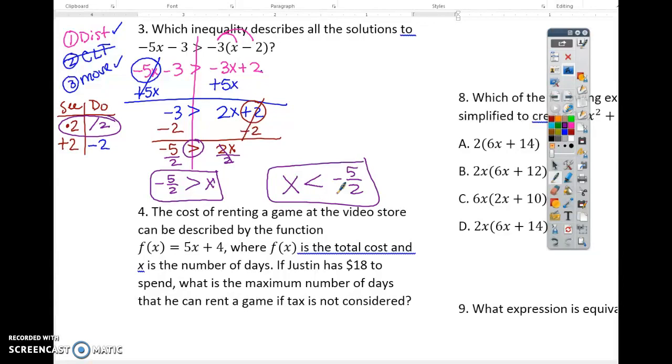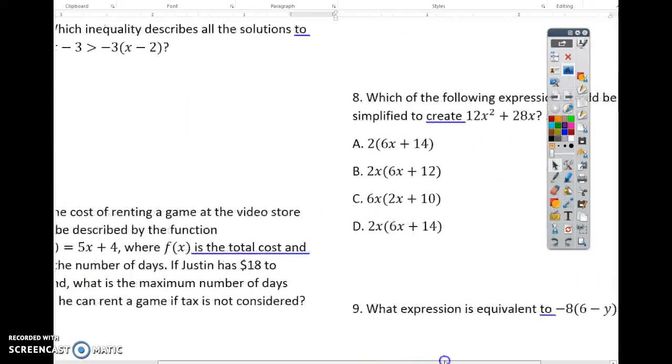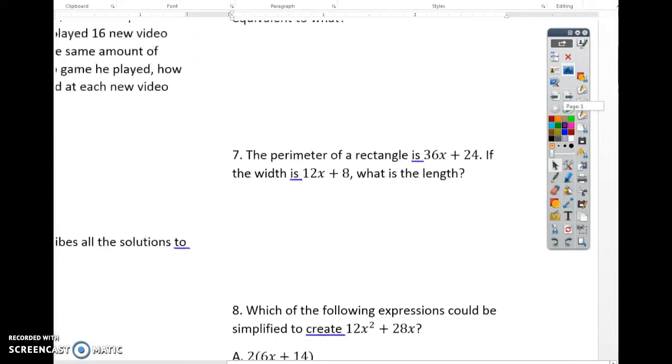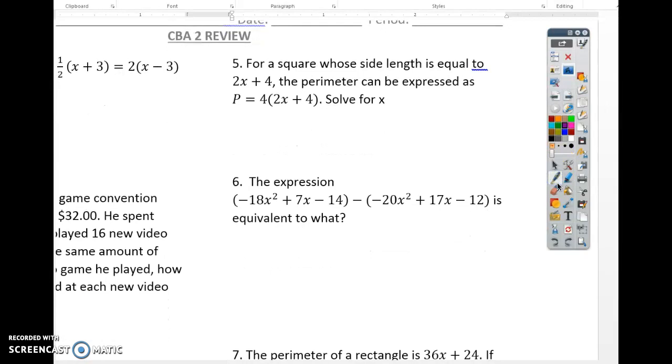Problem number 5. It's saying for a square whose side length is equal to 2x plus 4, the perimeter can be expressed as p equals 4 parentheses 2x plus 4. It says solve for x. So that means I want the x by itself. So the first thing I'm going to do is distribute.